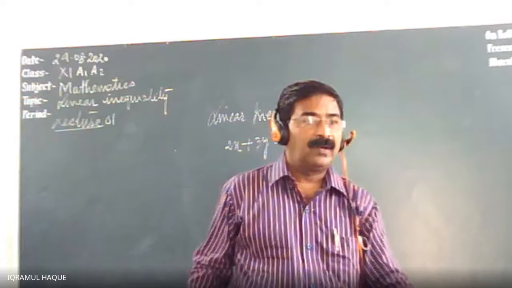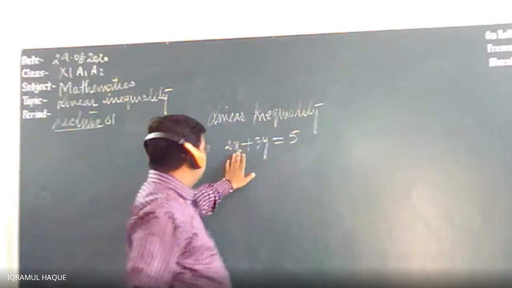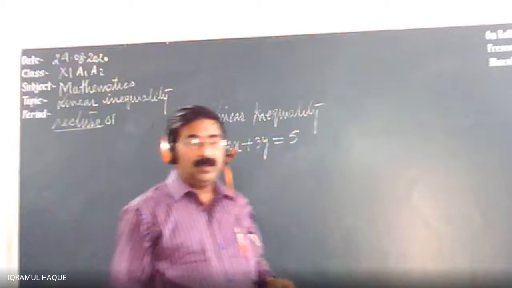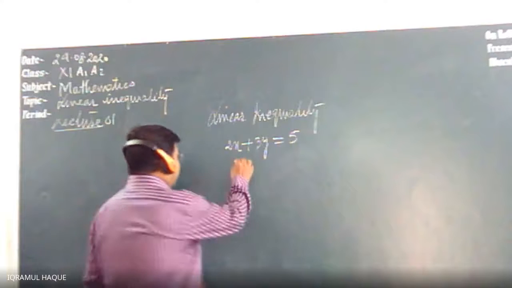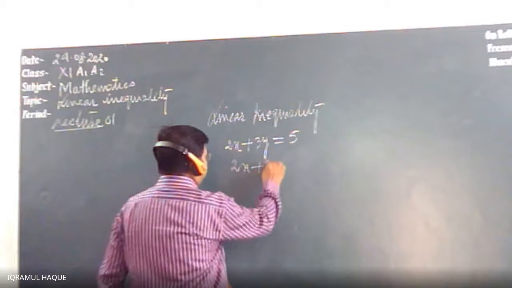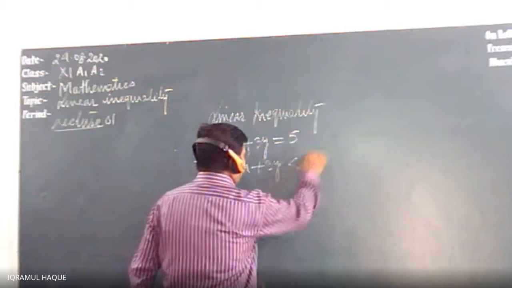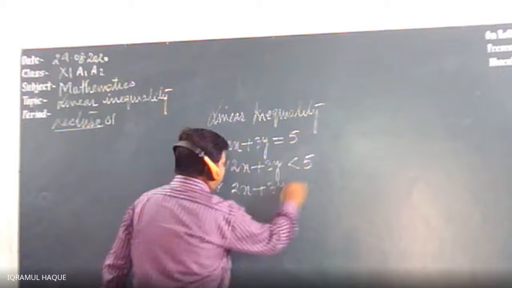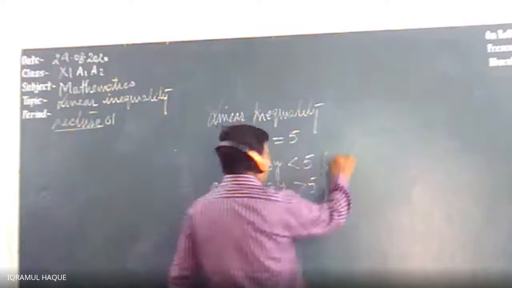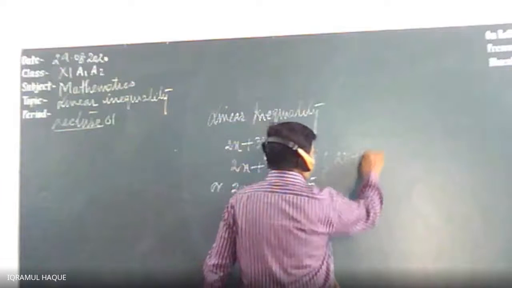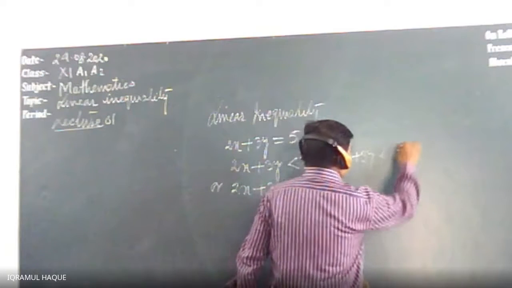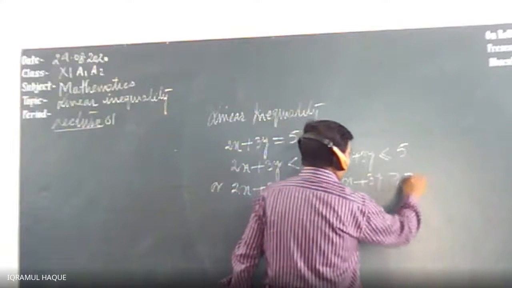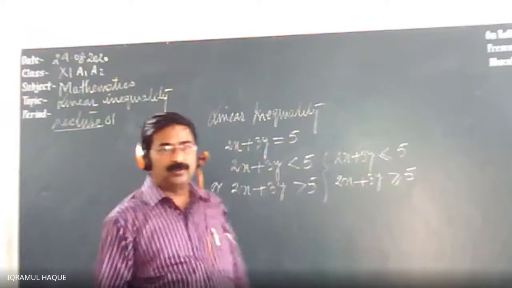Now suppose an equation is given: 2x plus 3y is equal to 5. It is an equation. Now, in inequality, it may be like 2x plus 3y is less than 5, or you can write 2x plus 3y is more than 5, or in other way you can write 2x plus 3y is less than or equal to 5, or you can write 2x plus 3y is more than or equal to 5. These four situations can arise.